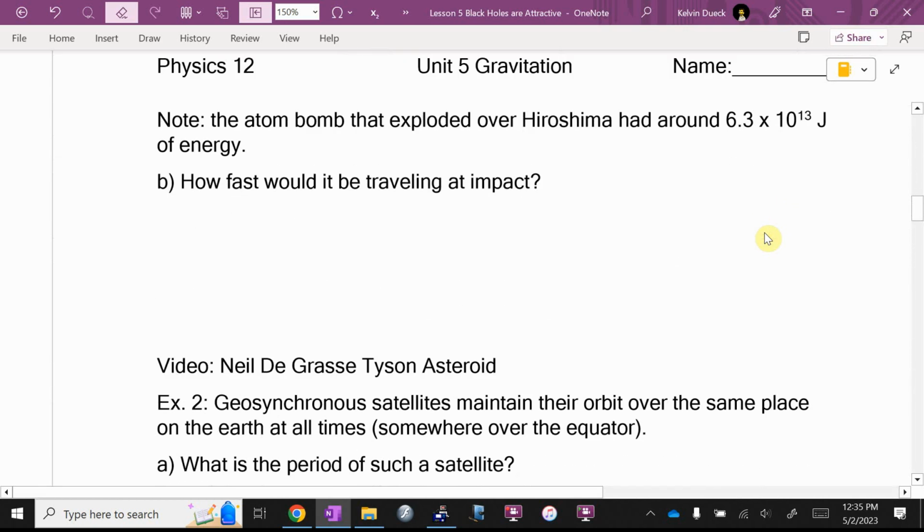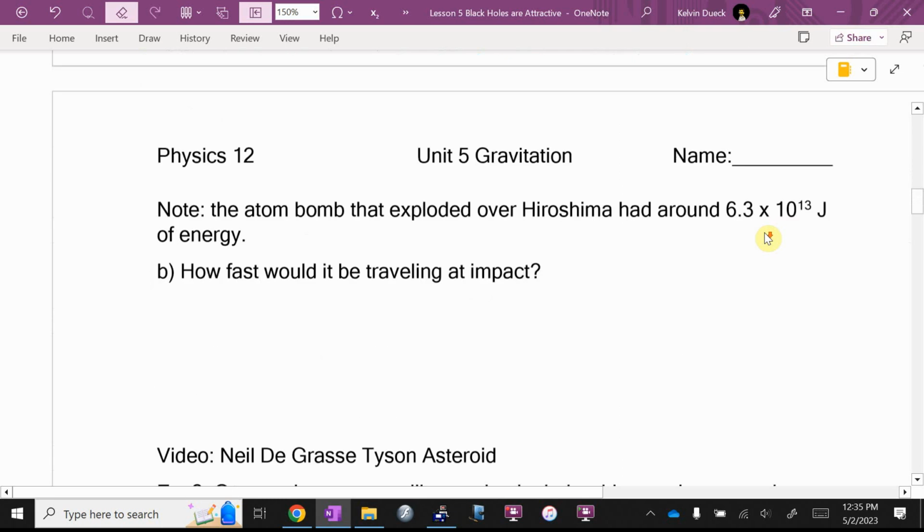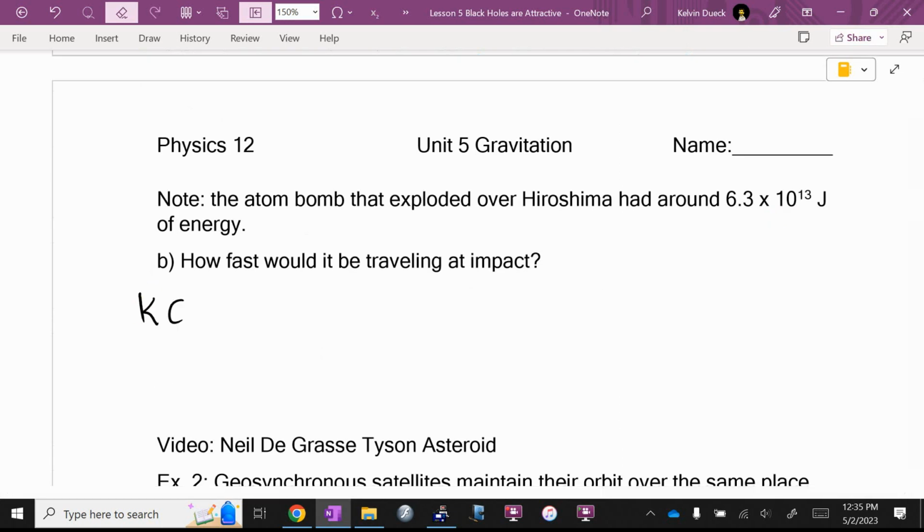Oh, how fast would it be traveling at impact? Okay. KE equals a half mv squared. Aryan, how would I get the v by itself? And then, yeah, don't forget the square root.